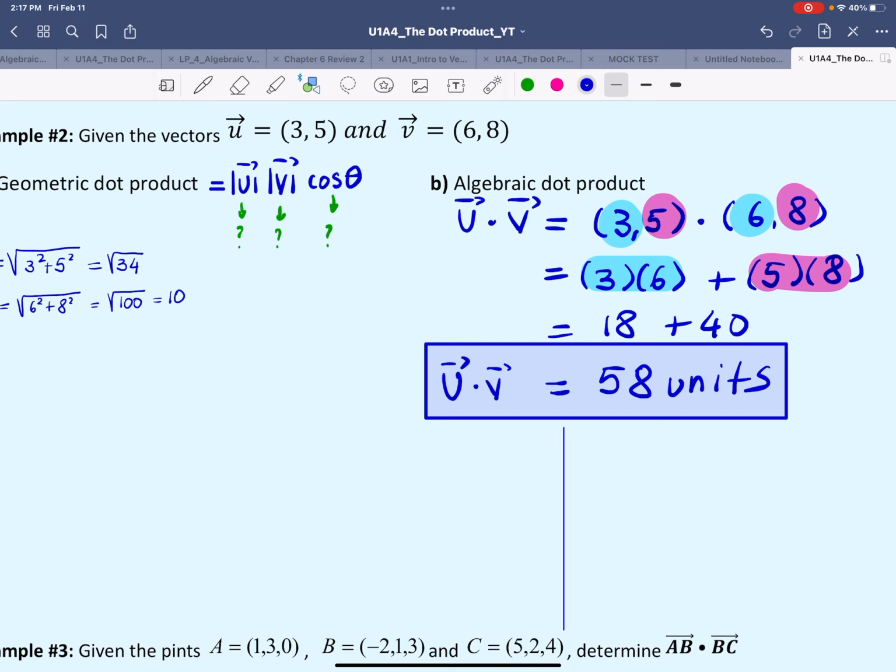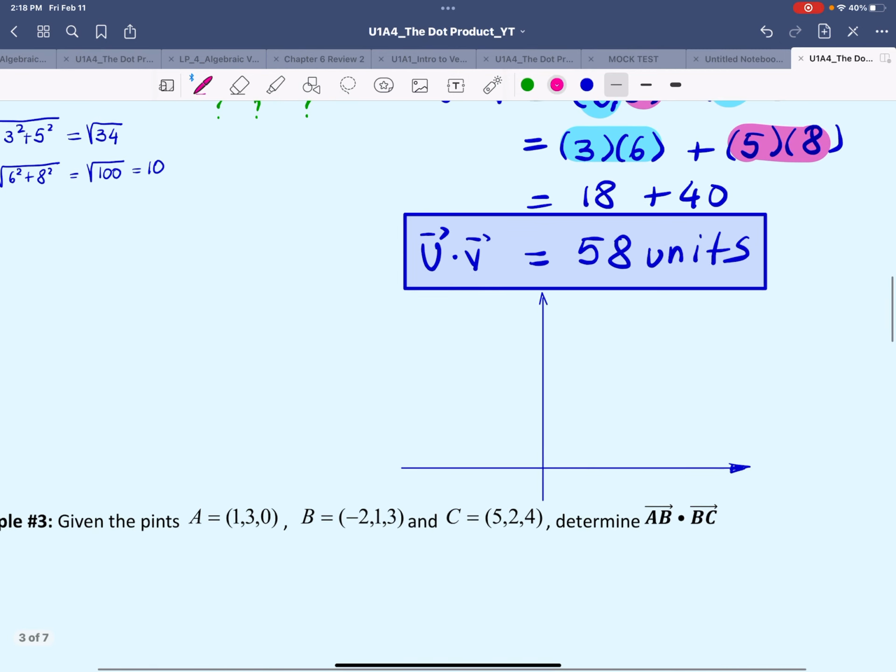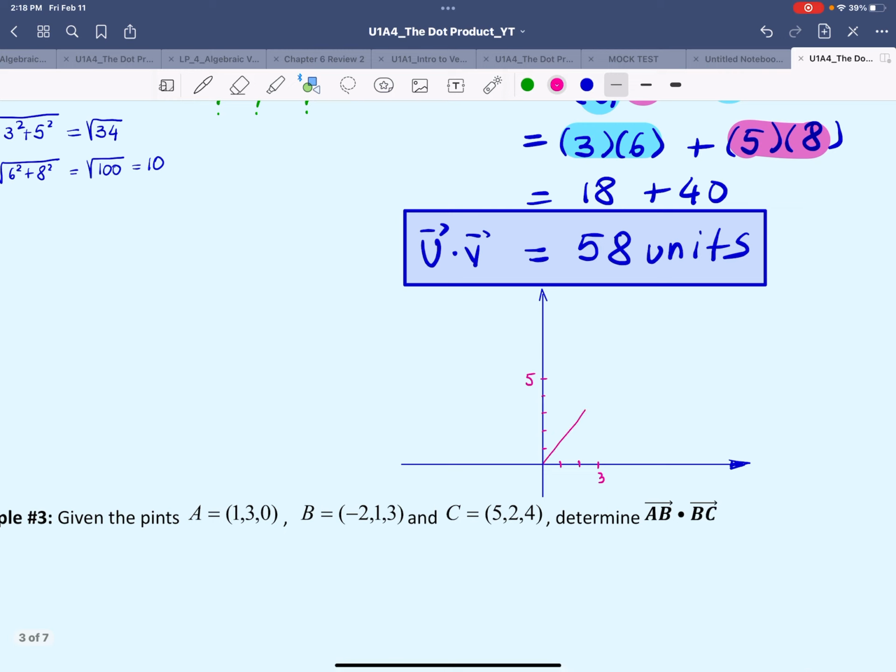So here we go. I am going to scale this. Again, a lot of it will be estimation in my scale. And what we have in here is vector u, 3 and 5. So here goes 3 and 5. 1, 2, 3. And 1, 2, 3, 4, 5. And I will draw vector u first.